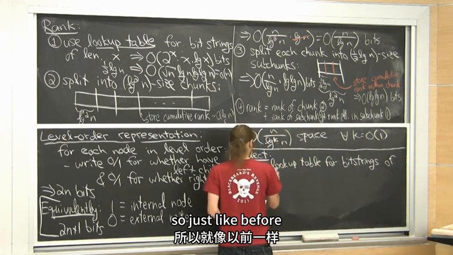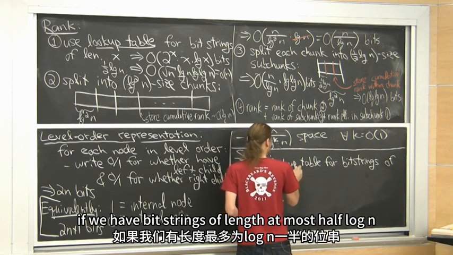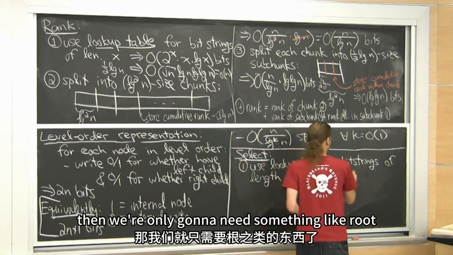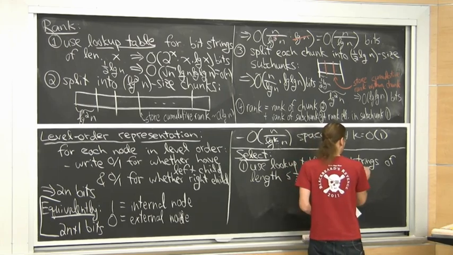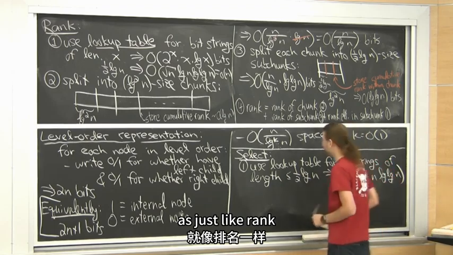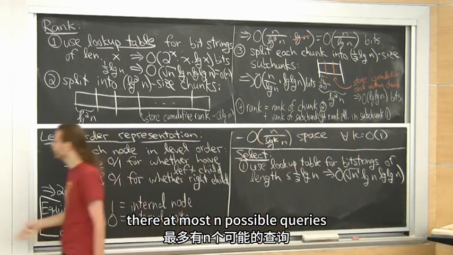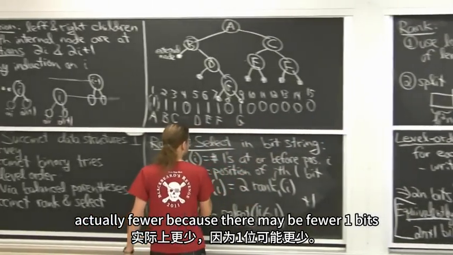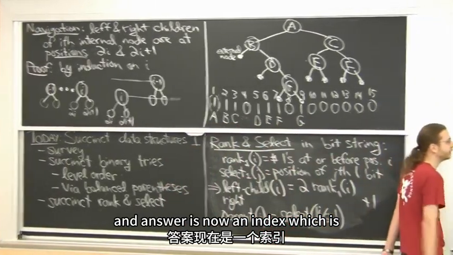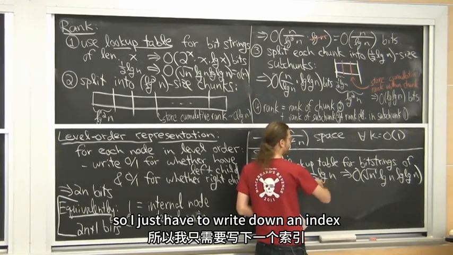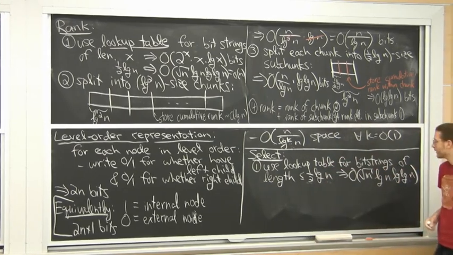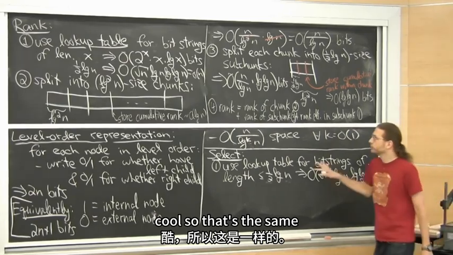So just like before, if we have bit strings of length at most half log n, then we're only going to need something like root n space. It's root n, again, times log n space. Because just like rank, there are at most n possible queries, actually fewer because there may be fewer 1 bits, but at most there are n 1 bits to query. An answer is now an index, which is within a thing of size half log n. So I just have to write down an index of that size, so it's log n bits to write it down. Cool. So that's the same.